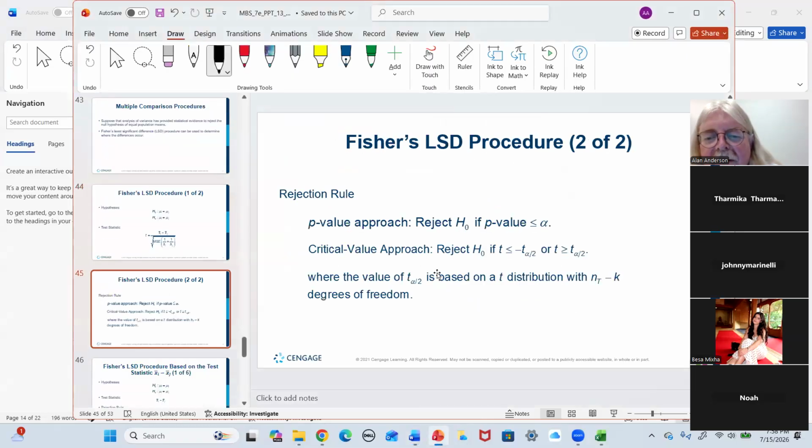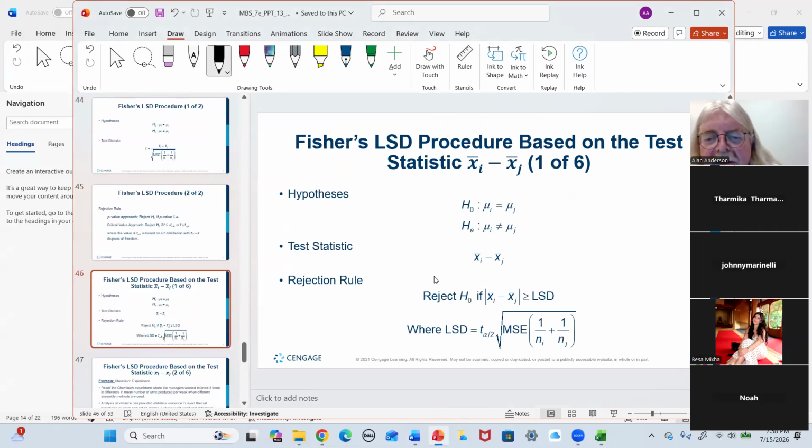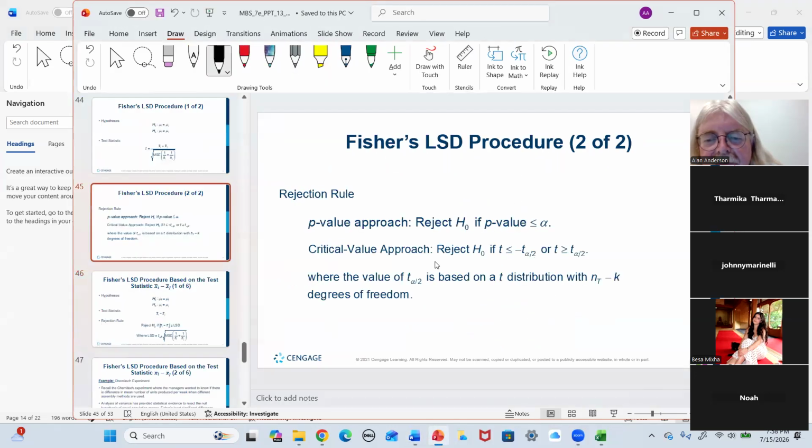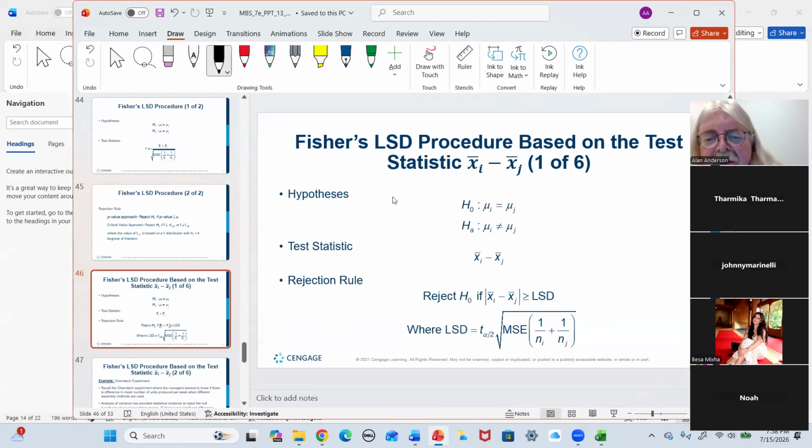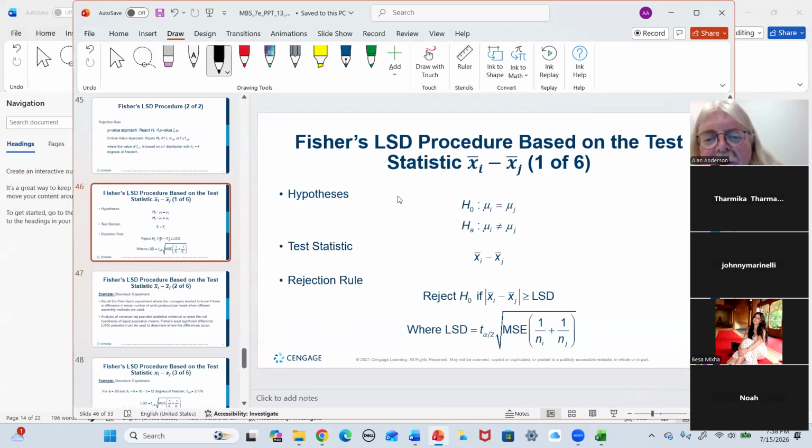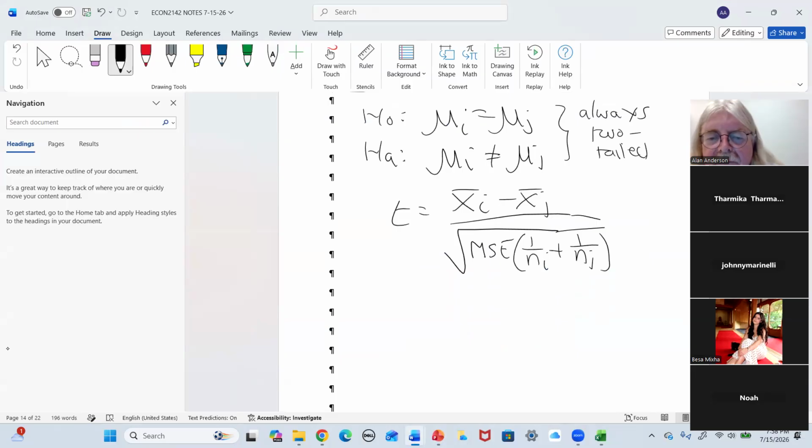Okay, now that looks very strange. Now, here's where it gets even more bizarre. The way we carry out this test is maybe not what you're expecting. What we're going to do is create this LSD statistic. Now, by the way, I don't believe there's any way we can do this in Excel or on the calculator. This one we have to do ourselves.